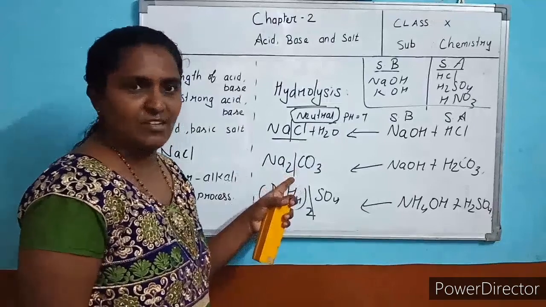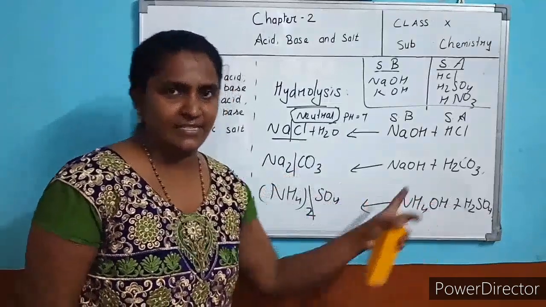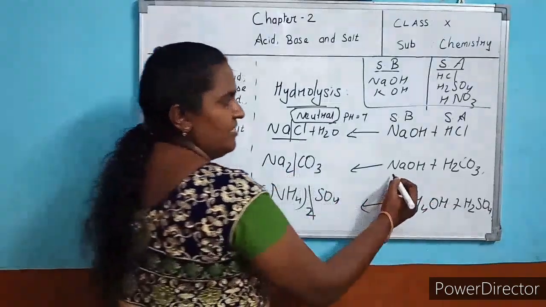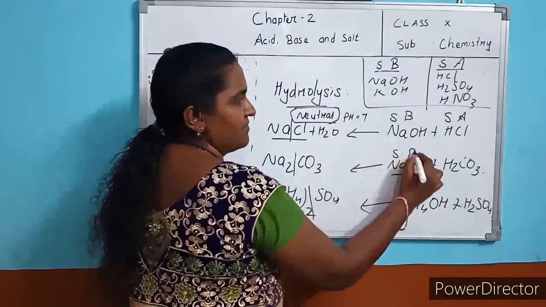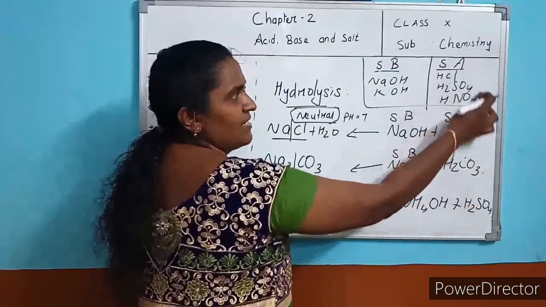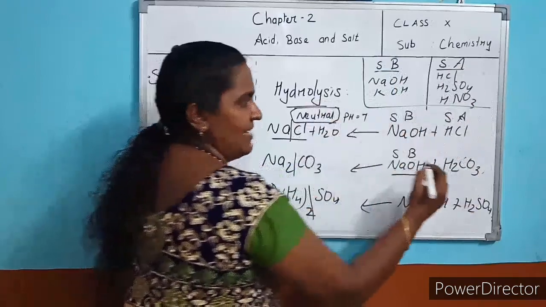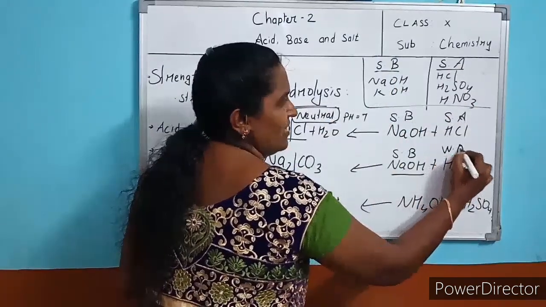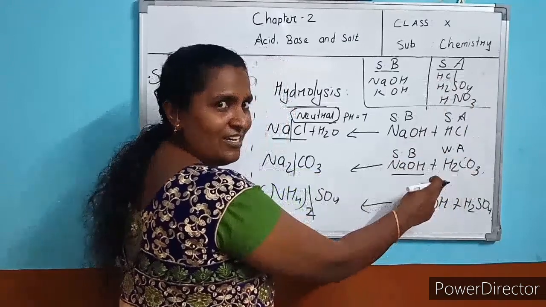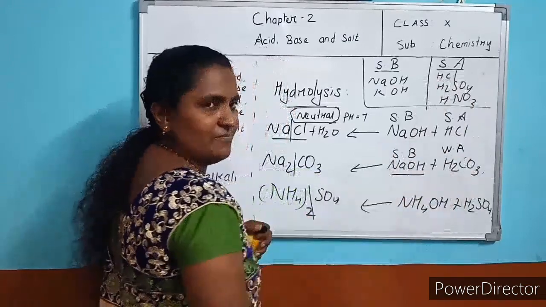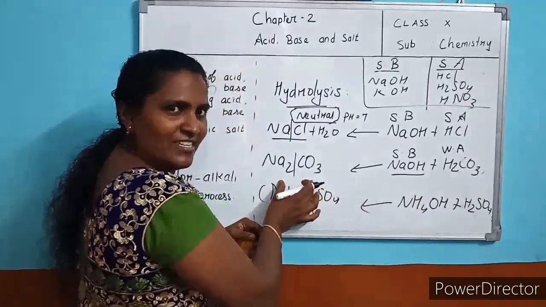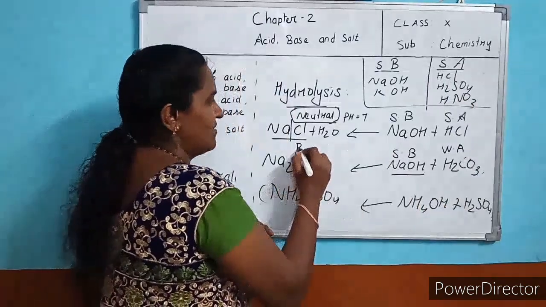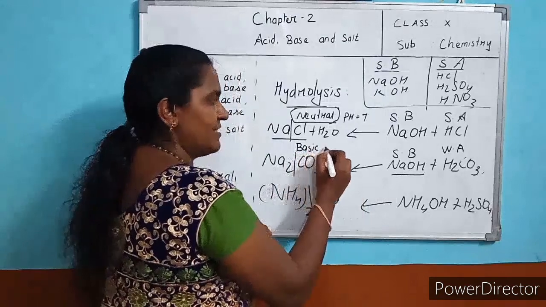Again, next, this salt is formed by base and acid. Now come back. What type of base is it? NaOH is a strong base. Carbonic acid is not among the strong ones, so it is a weak acid. Only 3 acids are strong. The rest are weak acids. So who is strong? Base is strong. So the salt is basic salt.